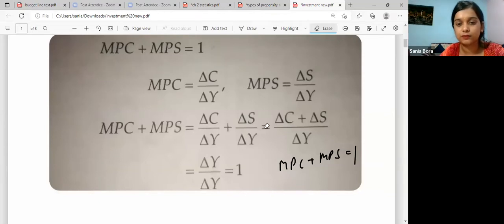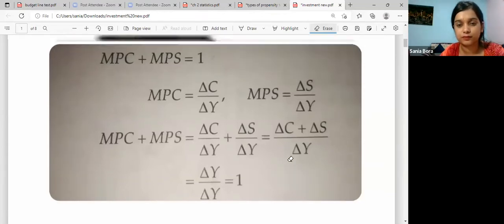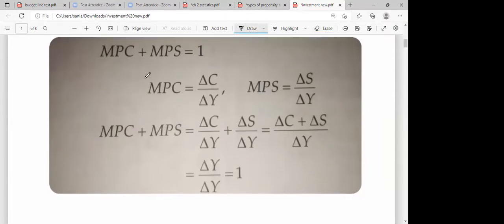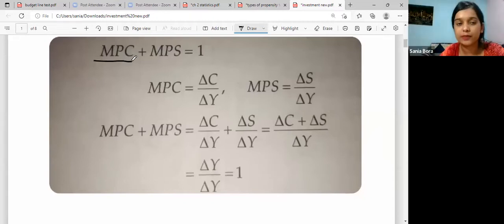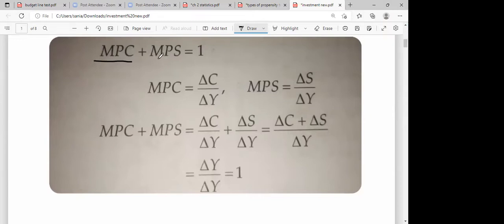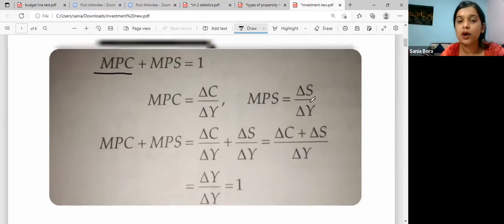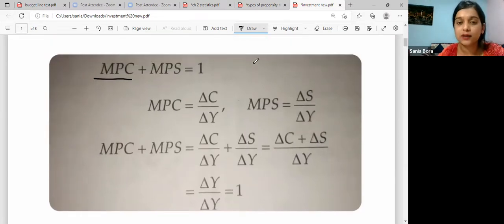Yes, no? No? You want me to explain it again? Yes, ma'am. Can you explain it again? Okay. You know the formula of MPC, right? It is delta C divided by delta Y. And for MPS, it is delta S divided by delta Y, right? So earlier, what we did was C plus S equals income, because your income, either you will consume it or you will save it.